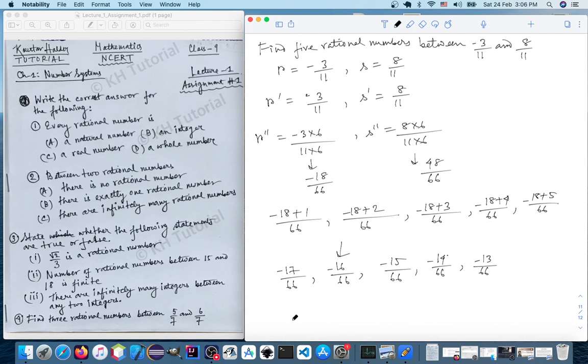I hope this will give you a better idea. So that was all for the solution of assignment 1 with some bonus problems.